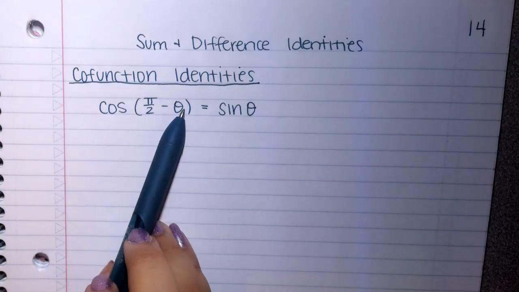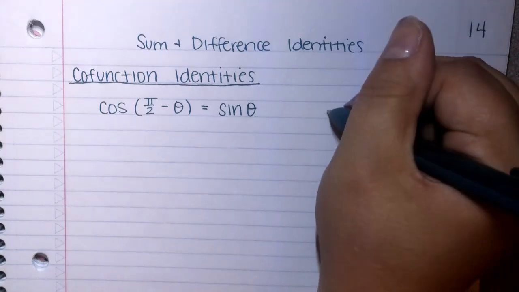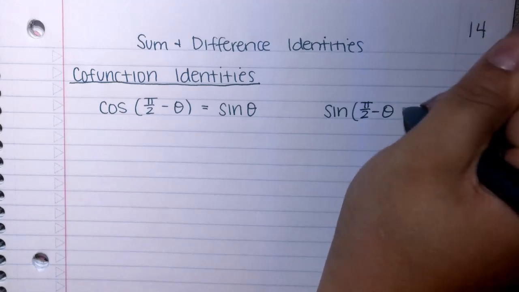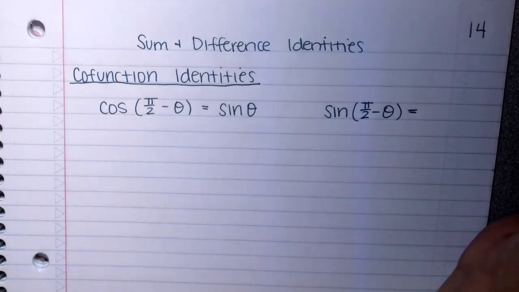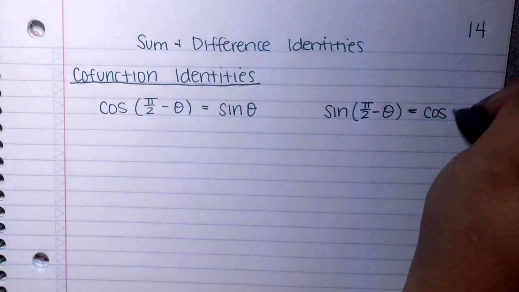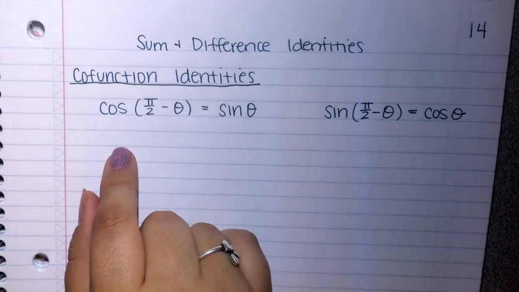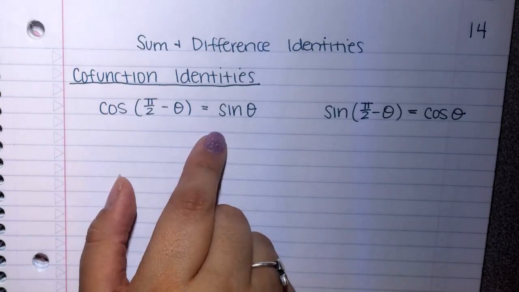The cosine of pi over 2 minus theta is equal to the sine of theta, as well as the sine of pi over 2 minus theta equals, anybody want to guess? The cosine of theta. What does this mean? You don't know. You're like, I don't know. What is pi over 2? 90 degrees. So if you subtract your angle from 90 degrees, the sine is equivalent to its complement.